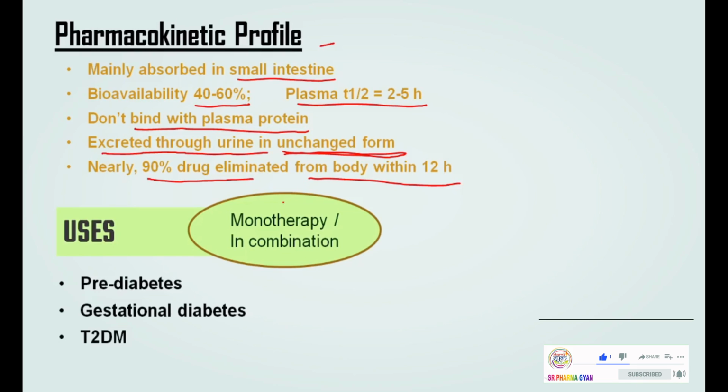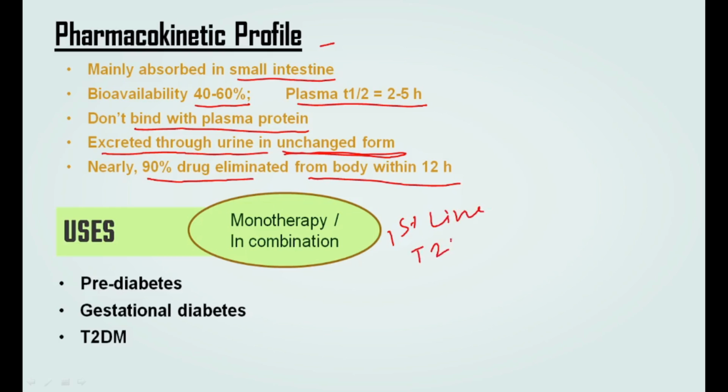Now if we are talking about the uses, it is used as a monotherapy because it is one of the first line drugs, as we have told, for type 2 diabetes mellitus. It can be used in the pre-diabetes condition also. It can be used in gestational diabetes also, and with type 2 diabetes mellitus, where it is the first line drug.